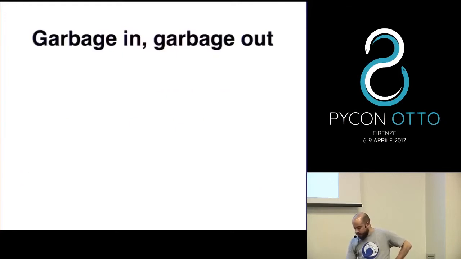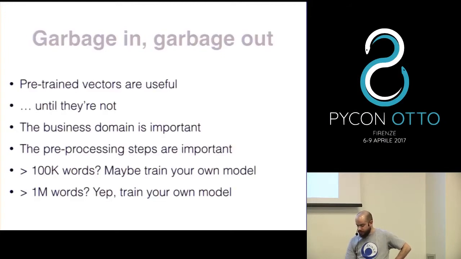Garbage in, garbage out, kind of classic in machine learning. So pre-processing is still very important, and your business domain is very important. Google offers the pre-trained vectors for you. They're very useful until they're not useful.